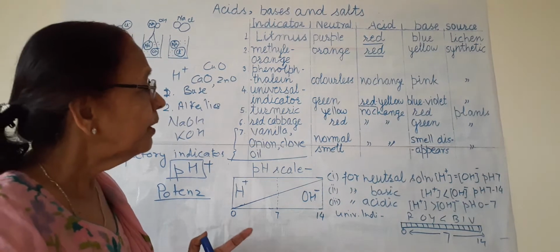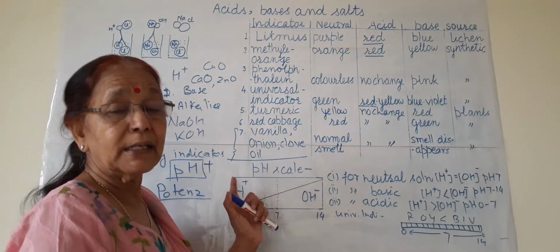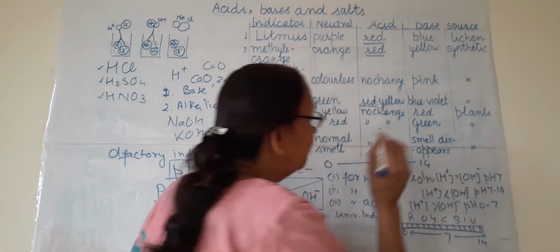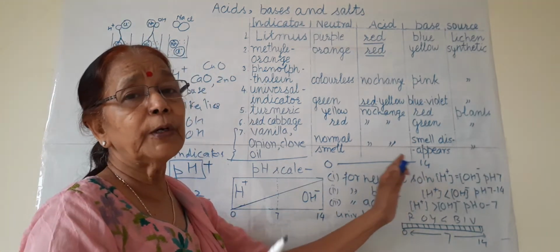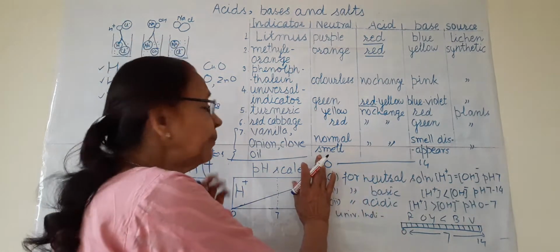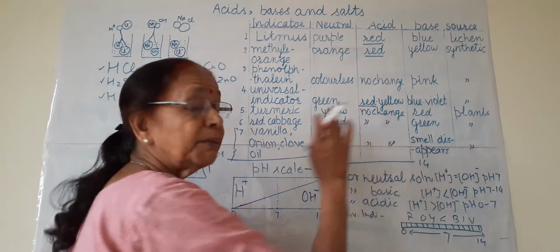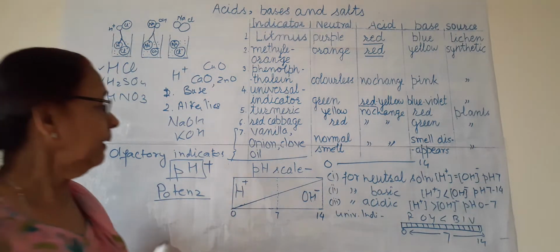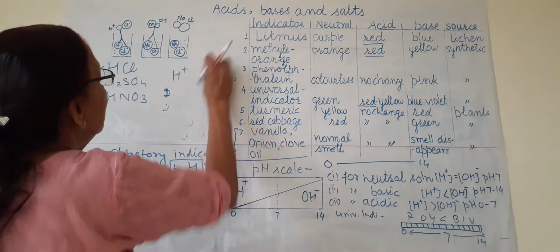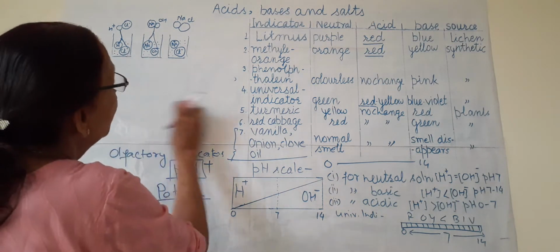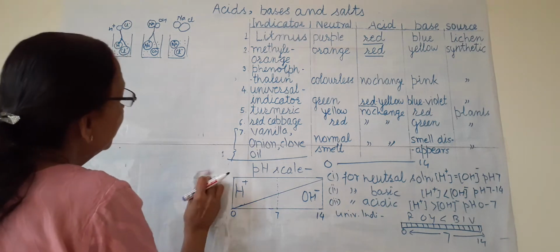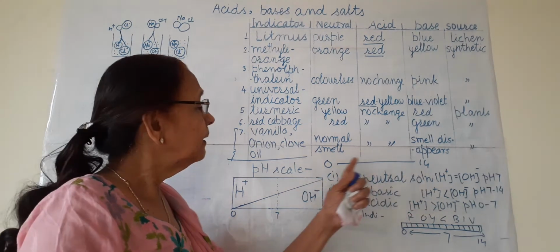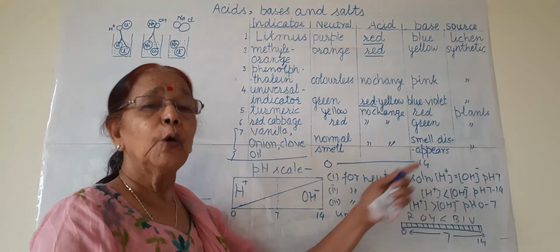So what is pH? pH is a simple scale from 0 to 14. It is a simple scale numbering from 0 to 14. It has no units. 0 is the maximum acidic, 14 is the maximum basic. No units are there. And what are the other properties of this pH? One, it is the potence of hydrogen ion, or the power of hydrogen ion. The second is it is a scale. Third, the numbering is from 0 to 14, no unit.